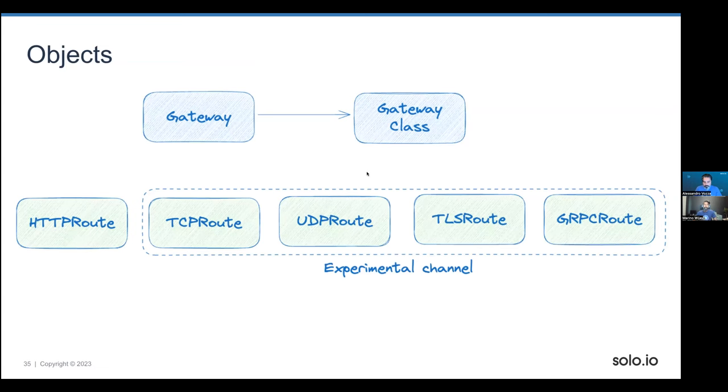Now, Gateway API itself is still in development. It went GA in early November. So there are a lot of different capabilities that are still being worked on. Right now, you can leverage the HTTP route functionality. There are some experimental resources like the TCP route and UDP route, as well as TLS and gRPC routes. But these are still a work in progress. There's a lot of development underway.